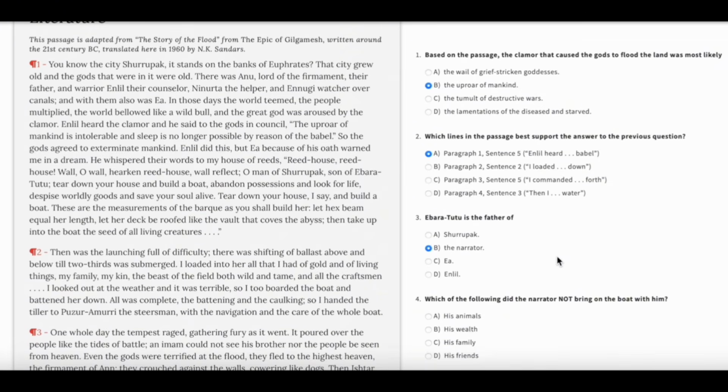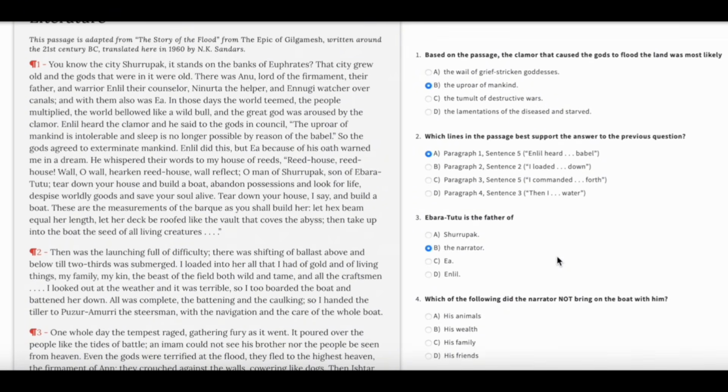In fact, if there was one I was going to eliminate right off the bat, I would have eliminated Shurapak, because I remember reading that first line. Look at the first line of the passage. It's a city. There's no way he's the father of a city. I mean, we talk about the founding fathers, and we'll be talking about them on the CLT for sure, but probably not the father of a city. Not likely.